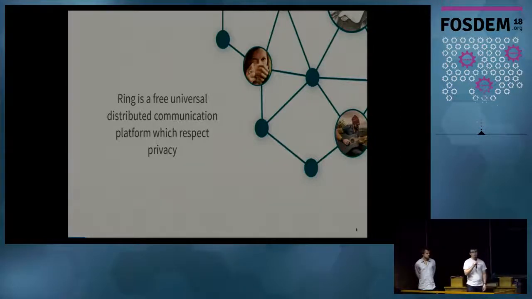It's universal because you have clients on every platform like iOS, Android, Linux, Windows, etc. It's distributed because we use peer-to-peer technologies, like OpenDHT. It's about communication because we use Ring to share files, send text messages, and do video conferences. It's a platform because you can use some parts in every project, like the daemon or OpenDHT, and it respects privacy because we do end-to-end encryption, and we try to make Ring as secure as possible.